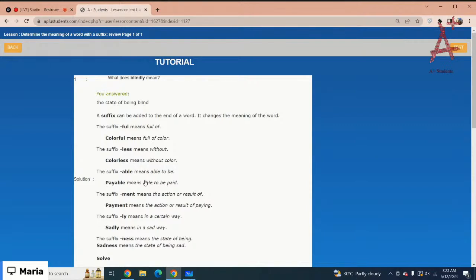The suffix ment means the action or result of. So payment means the action or result of paying. The suffix ly means in a certain way, like sadly means in a sad way. The suffix ness means the state of being, like sadness means the state of being sad. Let's just start with the test questions.